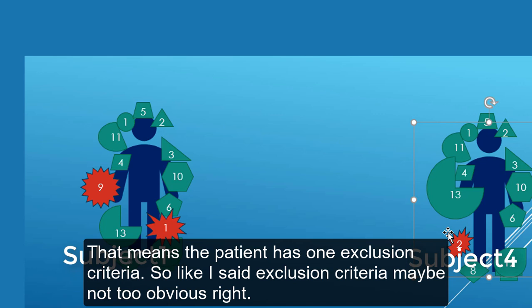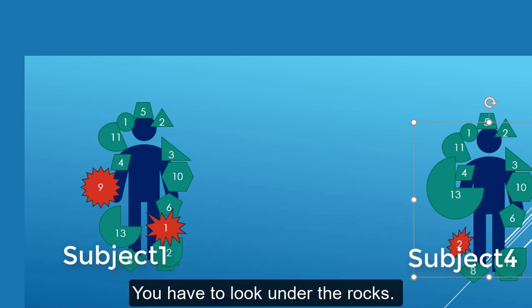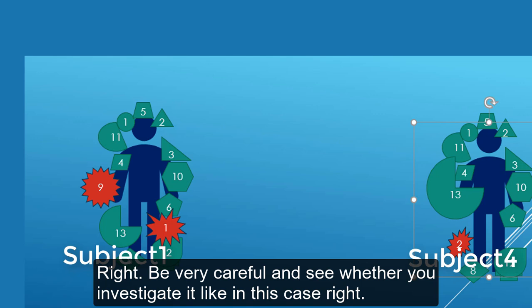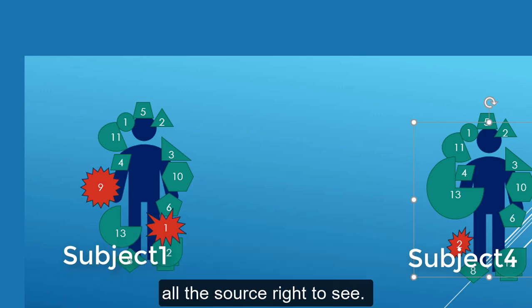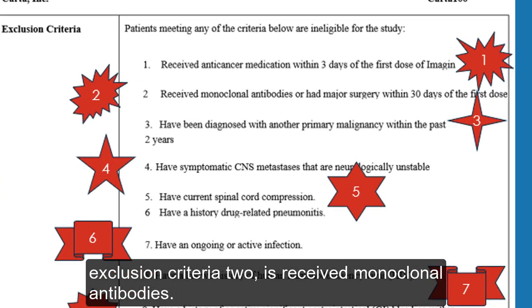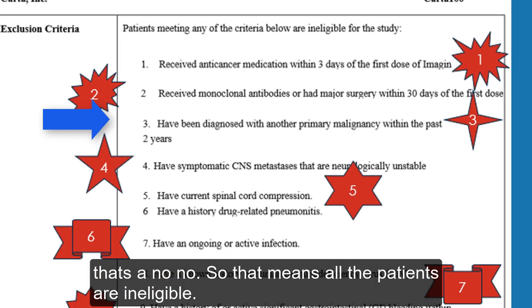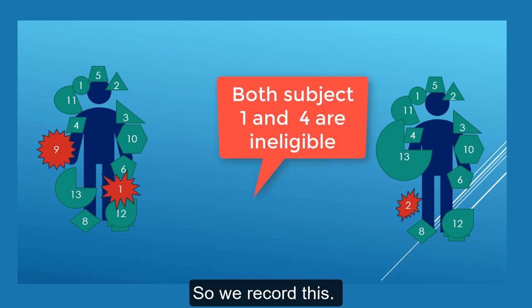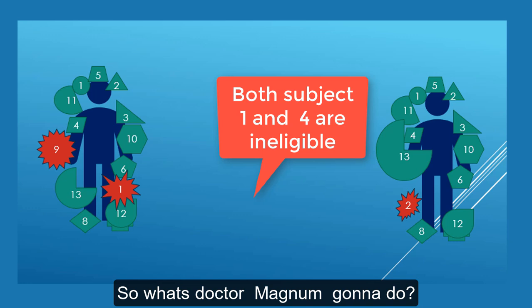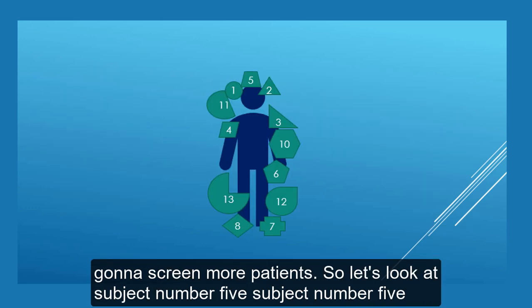So like I said, exclusion criteria are maybe not too obvious, right? You have to look under the rocks, right? Be very careful and investigate it. Like in this case, we thought it was lucky number 13, but it wasn't, right? There was an exclusion criterion right behind it. So you have to look through all the source, right? Exclusion criteria 2 is received monoclonal antibodies, right? So that's a no-no. So that means all these patients are ineligible. So we record this. So what is the site going to do? They're going to screen more patients.